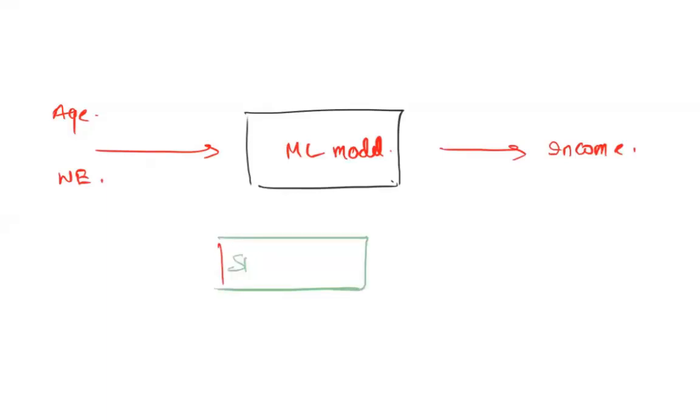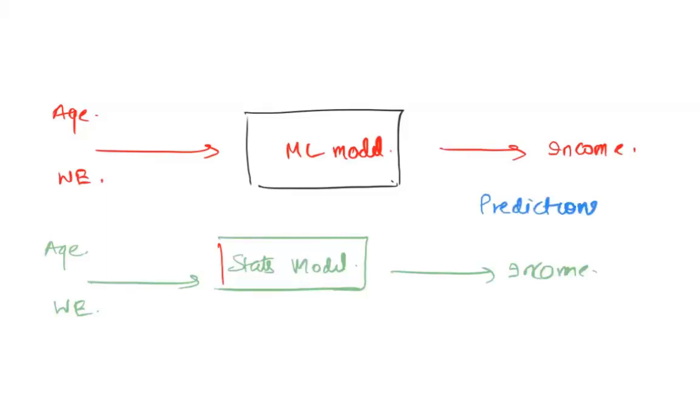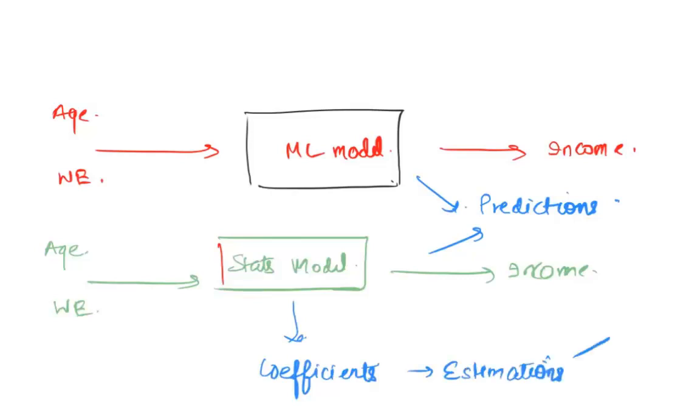you have a stats model. It can do the same thing. You can pass age and work experience to it, and it is going to give you income. This exercise is the predictive exercise, right? Predictions. Both of them are doing it. The difference is it also gives you coefficients, which involves estimation, which requires hypothesis.